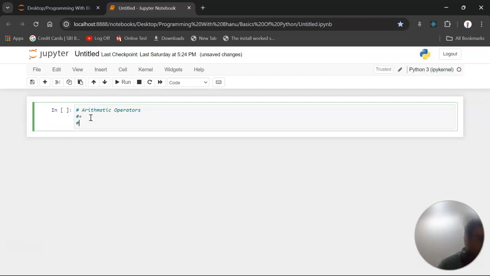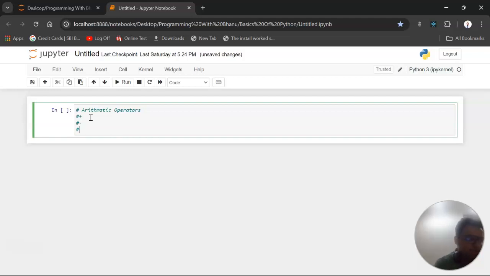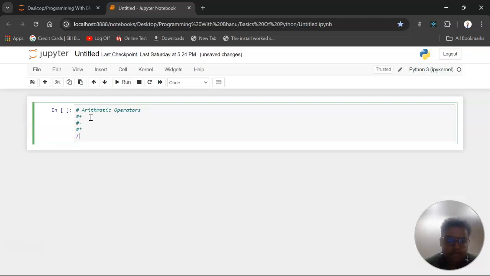And the second type is subtraction. It subtracts the right hand operand from the left hand operand. The other type is multiplication, which multiplies the value on either side of the operator. Then there is division, which divides the left hand operand by the right hand operand.